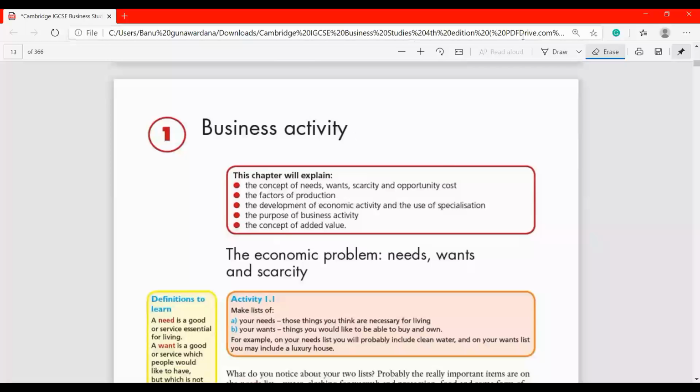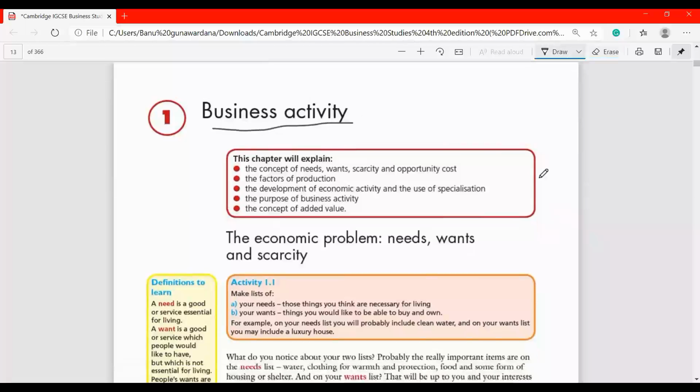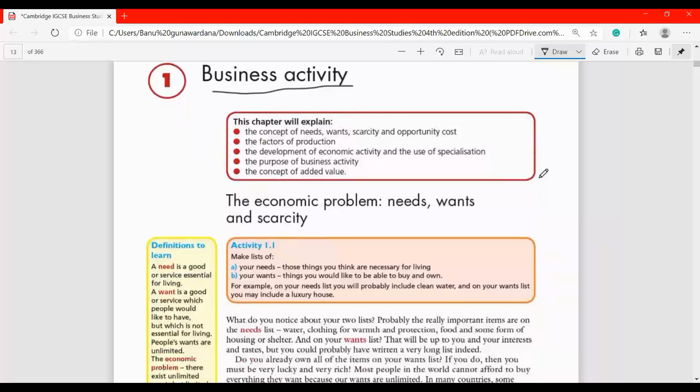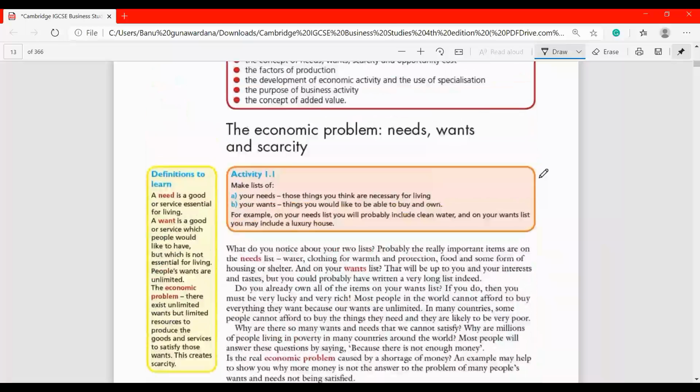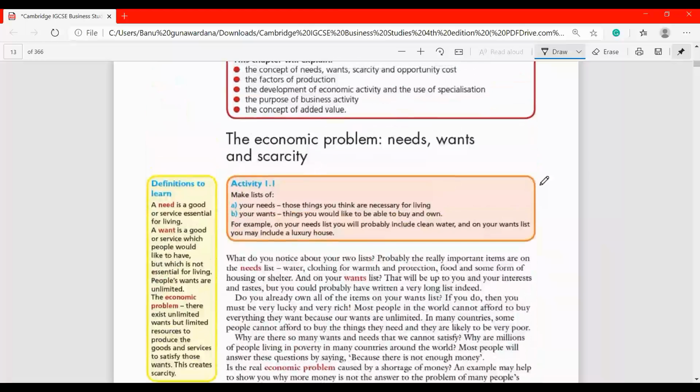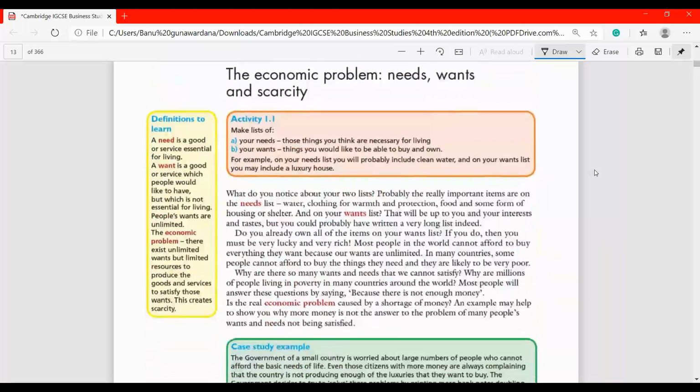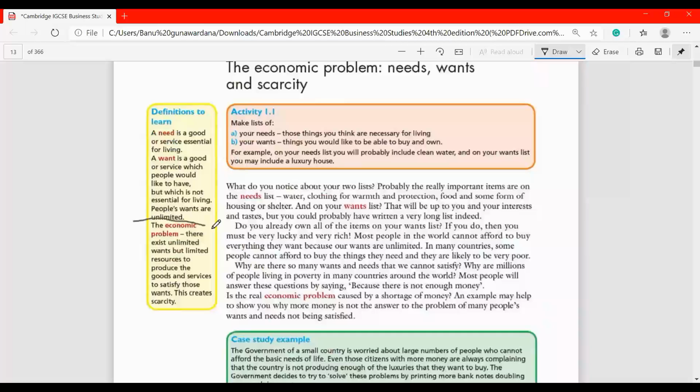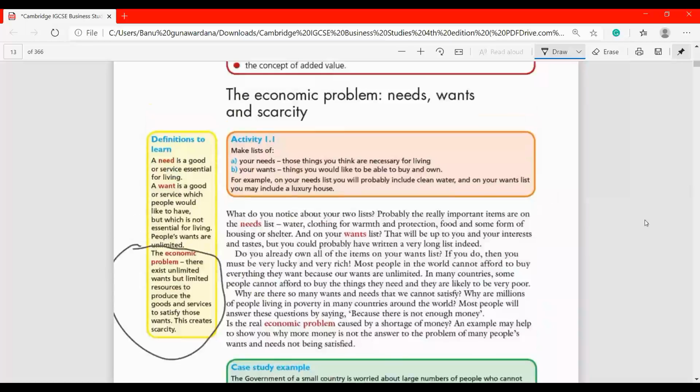And today we will be learning about business activity, which is the first topic, or the first chapter, of the IGCSE Business Studies syllabus. So first we learn about the economic problem. So what is this economic problem? As outlined over here, we can see that the economic problem is where there are unlimited wants by human beings, yet there are limited or certain confined number of resources.